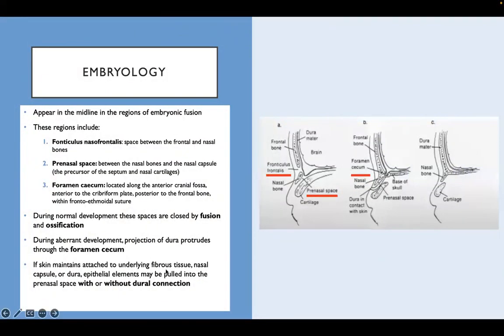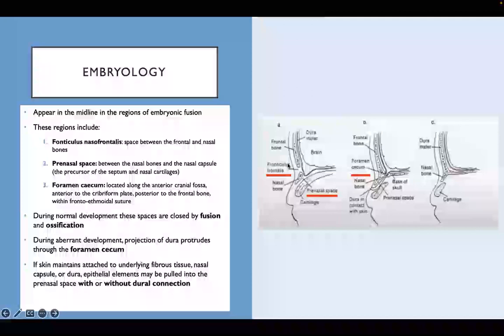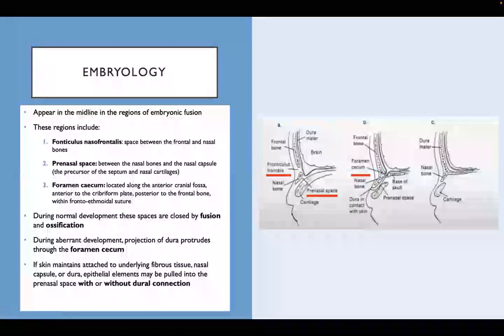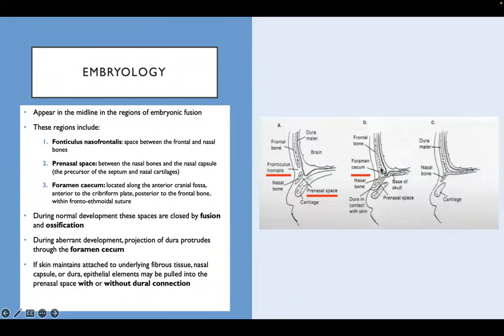They appear in the midline in the regions of embryonic fusion, and the specific fetal locations are the fonticulus nasofrontalis, which I've highlighted here, the space between the frontal and nasal bones. Also the prenasal space, which is between the nasal bones and the nasal capsule. The nasal capsule is basically the precursor of the septum and nasal cartilages. And then also the foramen cecum, which I've highlighted in picture B. That's located along the anterior cranial fossa, anterior to the cribriform plate and posterior to the frontal bone. The frontal bone is quite an important structure in the development of these lesions, and this is all within the frontoethmoidal suture.